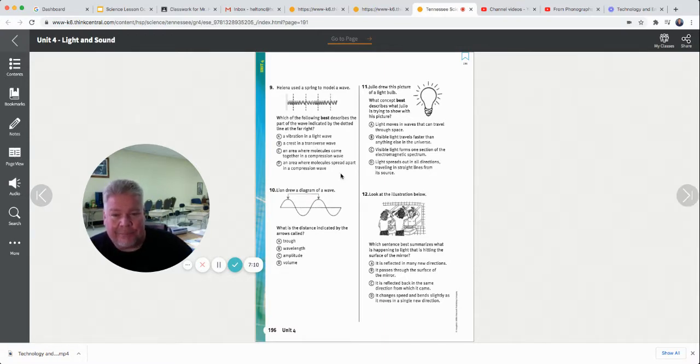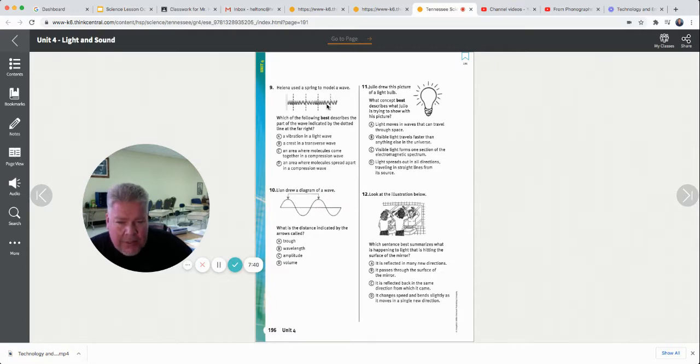Number 9, Helena used a spring to model a wave. So this is those compression waves like we talked about with sound. The compression here, and then it's spread out like a slinky compression. Then it's spread out, okay? The question asks: which of the following best describes the part of the wave indicated by the dotted line at the far right? So this one. Okay, so what part of the wave is this?